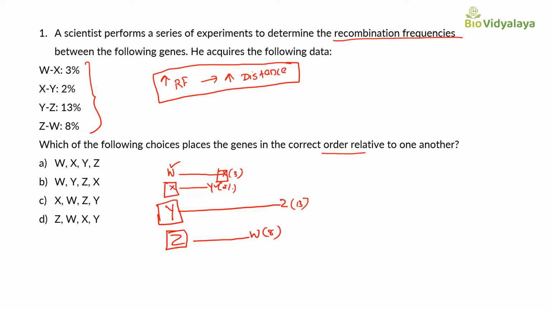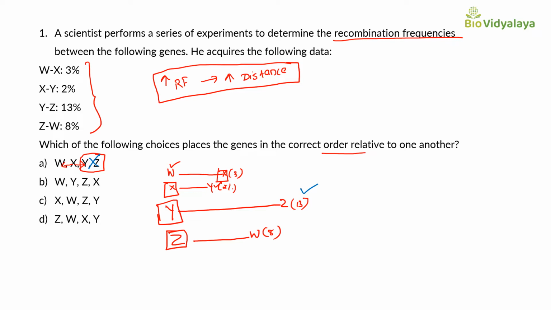See the options. Here you can see that gene X is closer to W. This is correct. Here gene X is closer to Y also. This is also correct. But the gene Y and Z are more closer here. This is not possible because recombination frequency is 13%. So this is not correct. So option A is not possible.